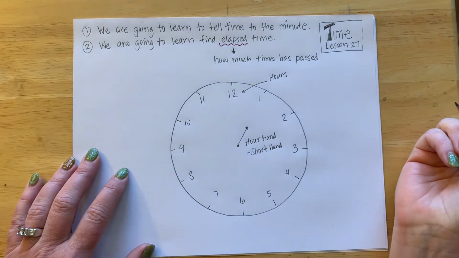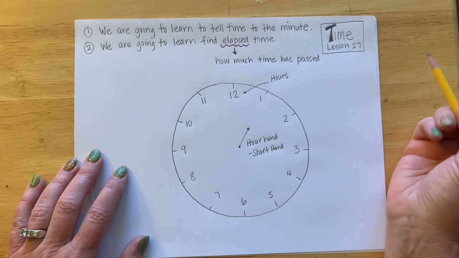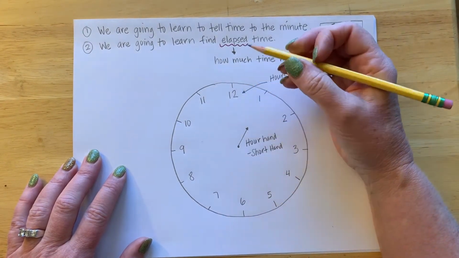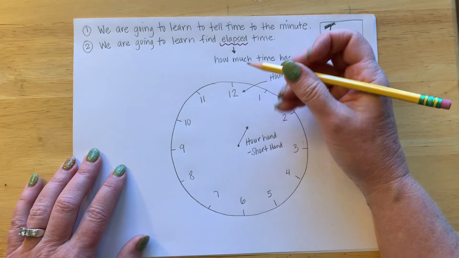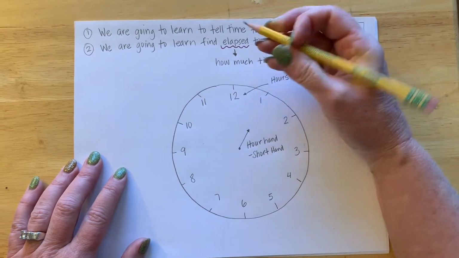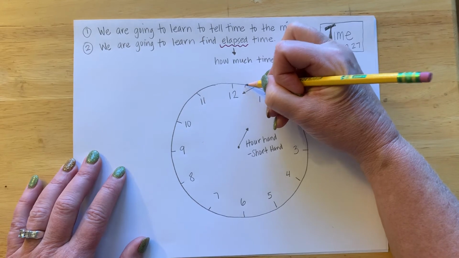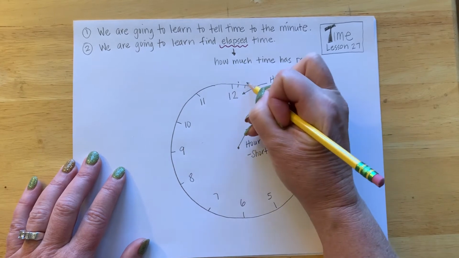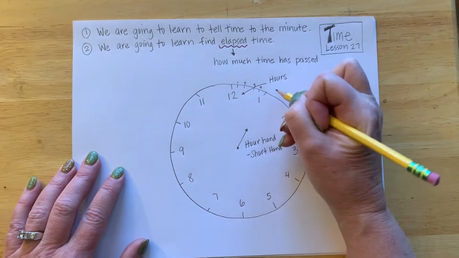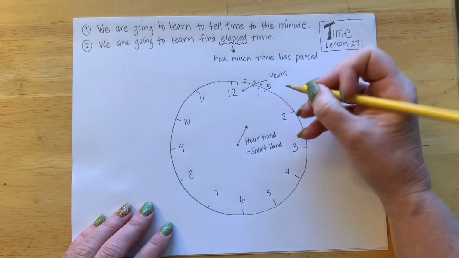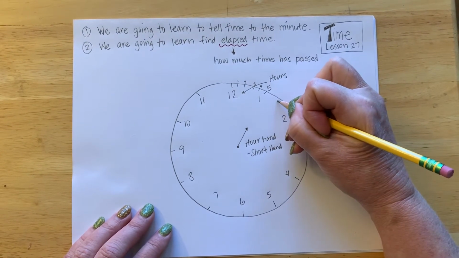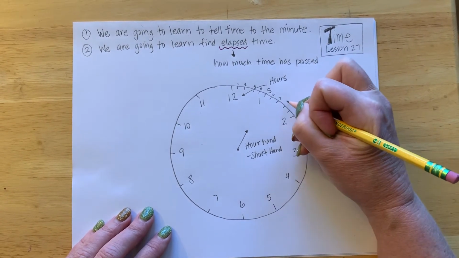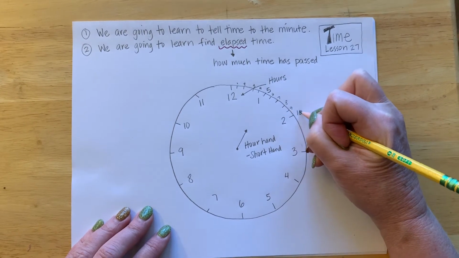Now our clock also needs minutes, especially since in lesson 27, we have to be able to tell time to the minute. Each hour is split into 60 minutes. That means between 12 and 1, we need to have 5 minutes. Remember, I showed you how to do fifths. So this is minute 1, 2, 3, 4, and there is 5 minutes. Between the 1 and the 2 is another 5 minutes. So this is 6, 7, 8, 9, and there's 10 minutes.